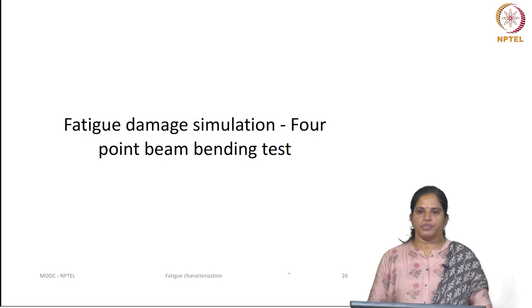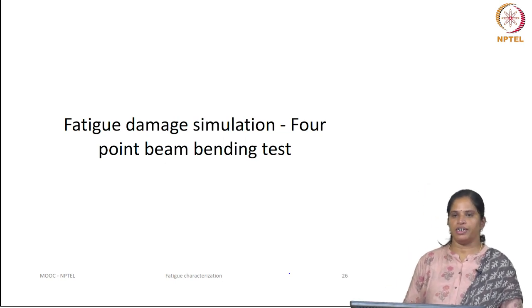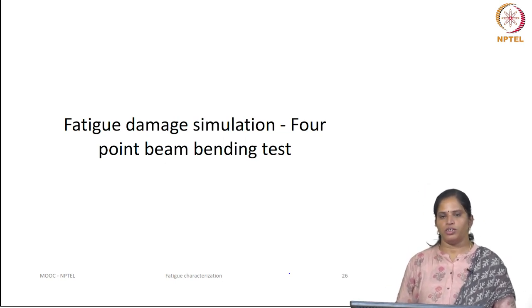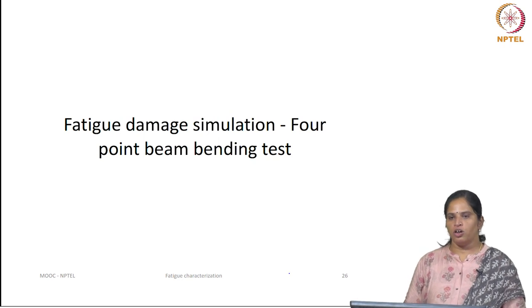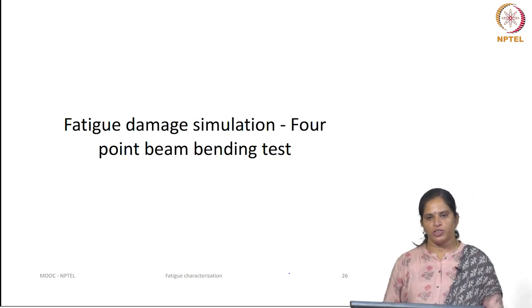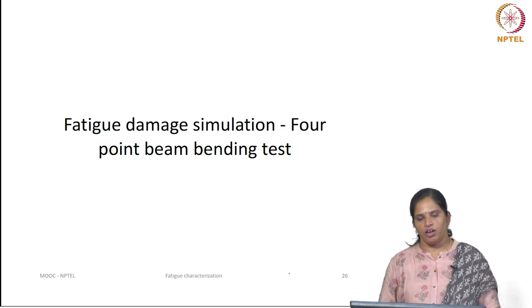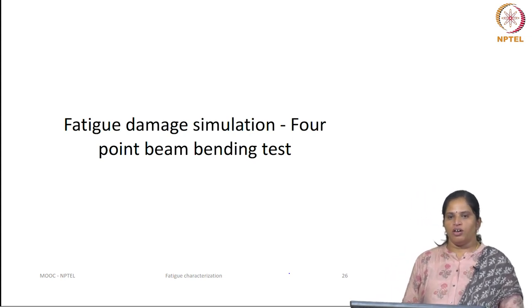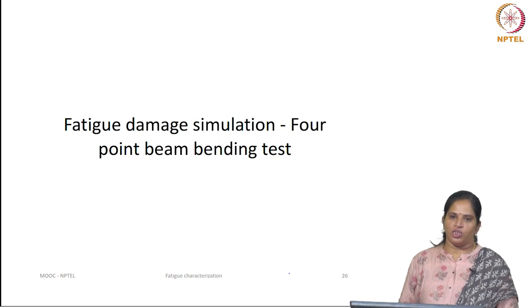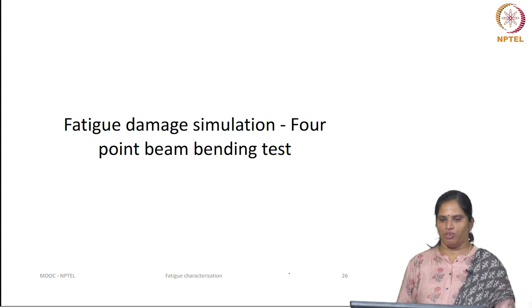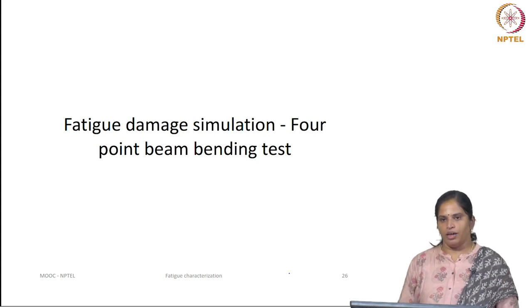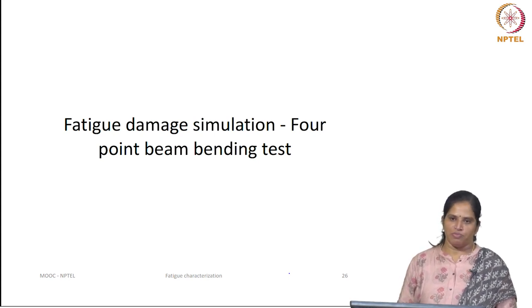Welcome back. Now we will see how to estimate the fatigue damage of a bituminous mixture using a 4-point beam bending test, followed by a different post-processing method to determine the number of repetitions to failure. We will also see a simulation of fatigue damage using an indirect tensile strength test, and how to use these laboratory simulated results in the mix design.